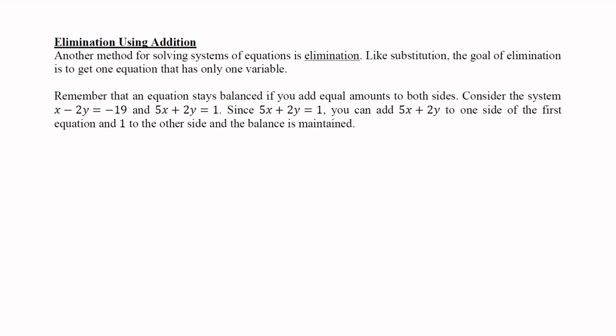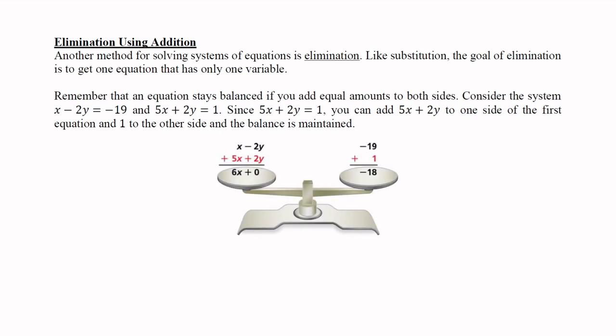Since 5x plus 2y equals 1, you can add 5x plus 2y to one side of the first equation and 1 to the other side, and the balance is maintained. Because whatever you do to one side, you have to do to the other. But if two things are equal to one another, then if you add one of them to one side of an equal sign and the other to the other side, you're still maintaining that balance.